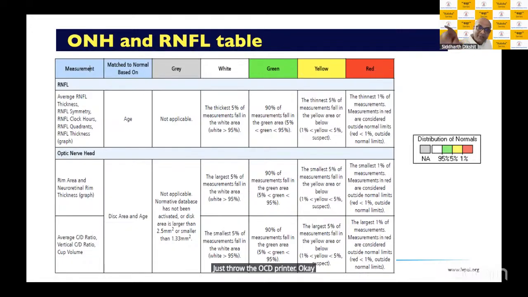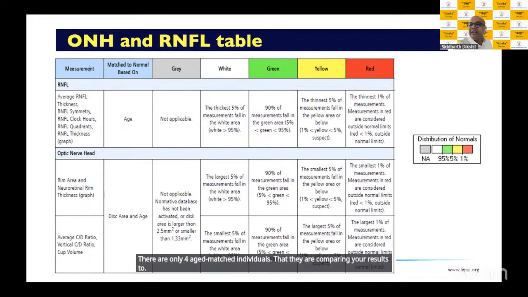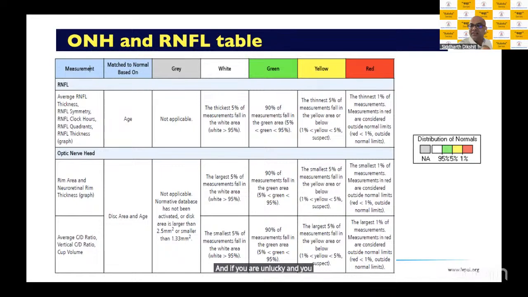Okay? And despite all of these, remember three things. One, for a 46-year-old person, there are only 4 age-matched individuals that they are comparing your results to. And if you are unlucky and you become an Asian, Asians in America is always Chinese. You are an Indian. So your normative database match is even lesser. And that is why OCT is not a very good instrument to diagnose glaucoma.